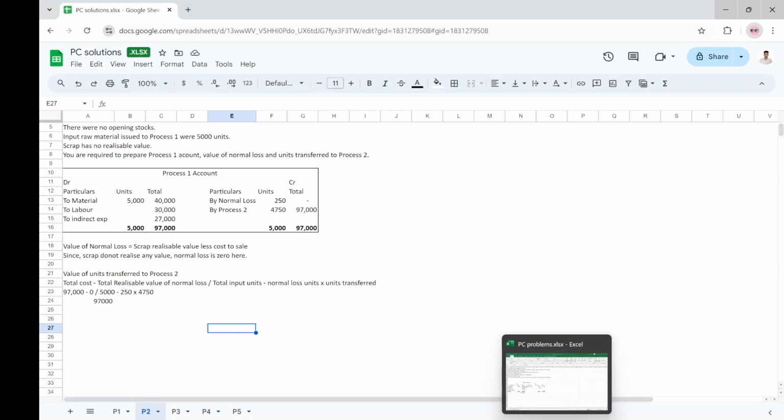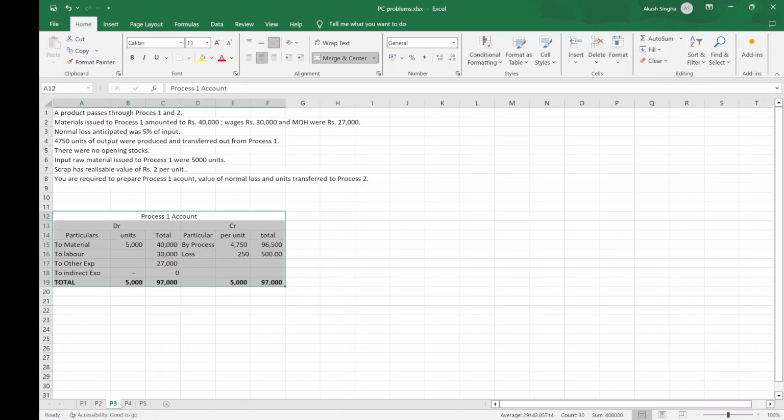Okay. For problem 3, it is pretty much the same. Scrap has a realizable value of 2 per unit. So here it will be 97,000, here it will be 97,000, and it will be 250 and it will be 4750. Now for 250 the value is 500. So this will be the difference of these two.